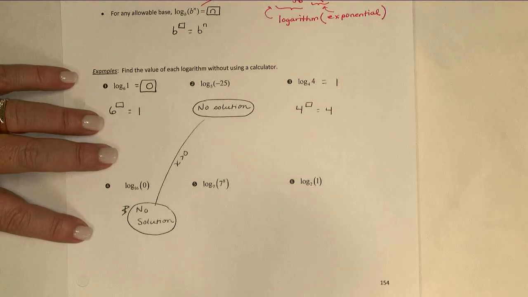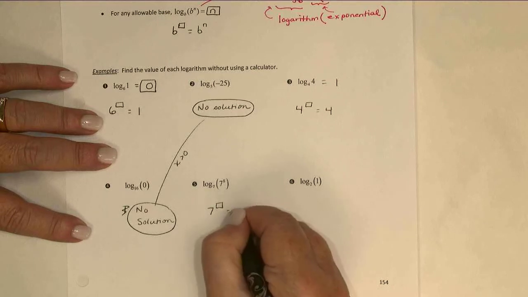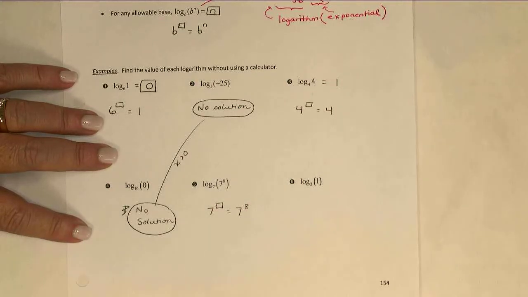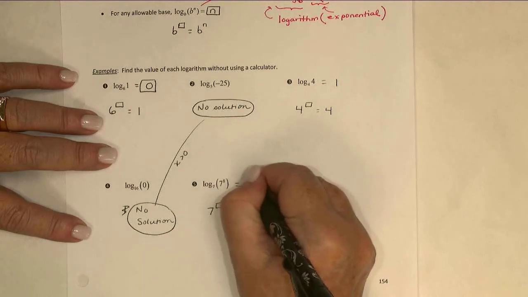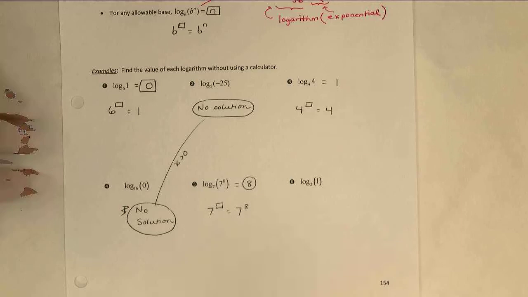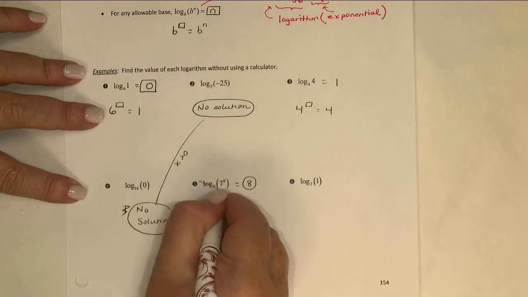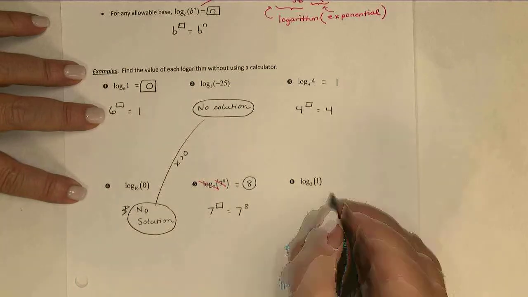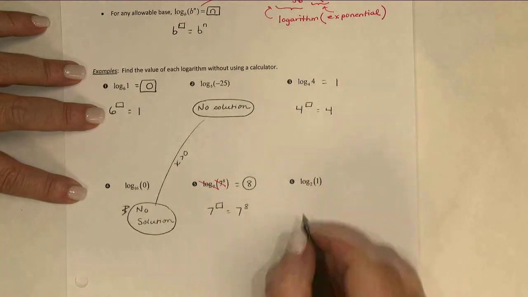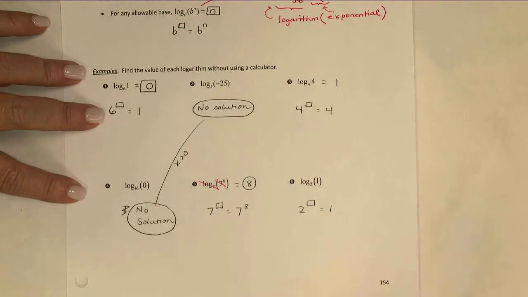All right, number 5. I have a base of 7, and I can either think 7 to what power is equal to 7 to the 8th power. Obviously, I'd have to put an 8 in there. Or alternatively, I can think that logarithm base 7 and the exponential base 7 are really inverses. And so I'm going to get back the 8 that I started with. Finally, the logarithm base 2 of 1. 2 to what power is 1? That would have to be the 0 power.